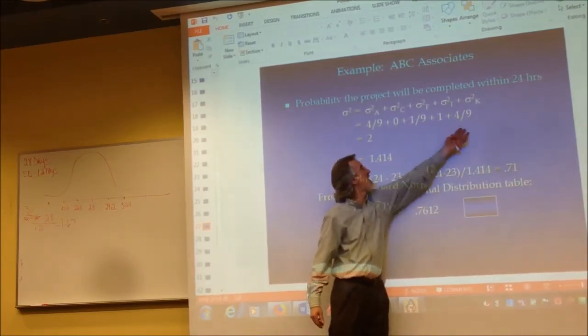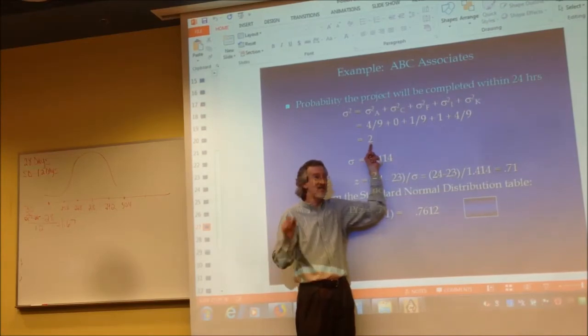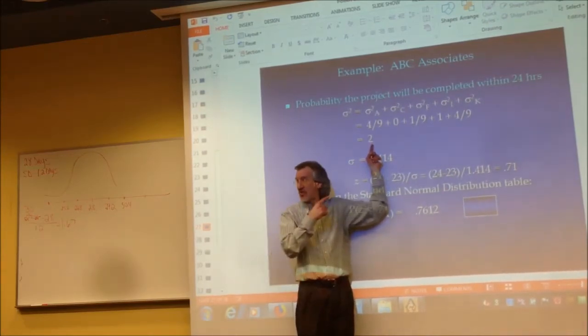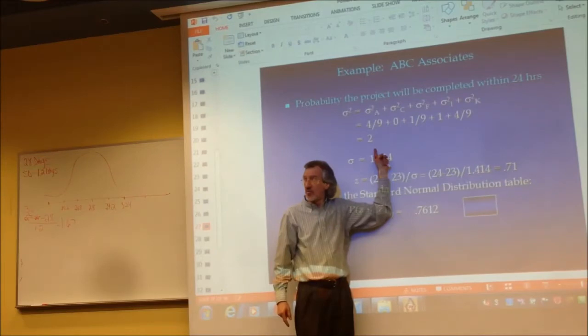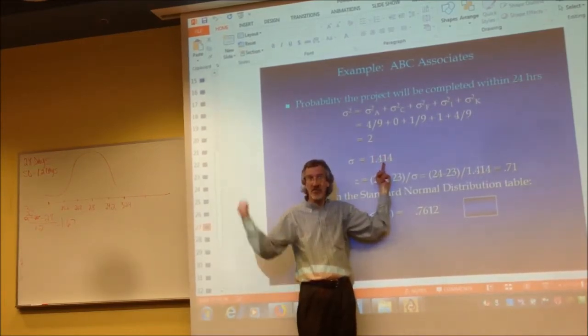1/9, 1, 4/9, add them together. There's your project variance right there. Adding the variances of your critical path is what gets you to this. Now square root it, and you just found your standard deviation of the project.